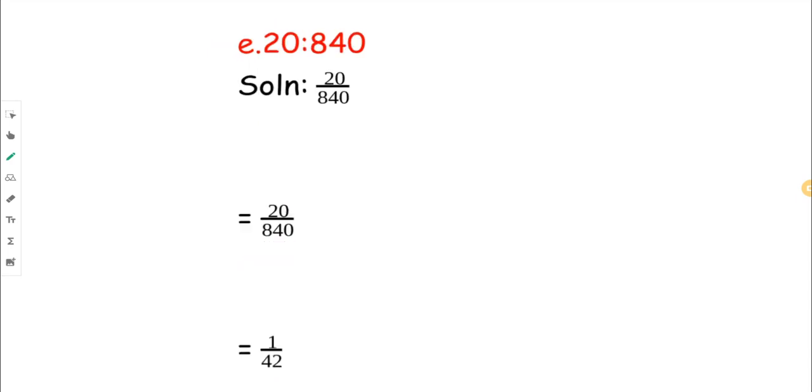Let's do one last one: 20 by 840. Can you see the 0 and 0? I can divide the 0 and 0, which will give me just 2 by 84. Then 2 1s are 2, 2 4s are 8, 2 2s are 4, and then our lowest is 1 by 40.